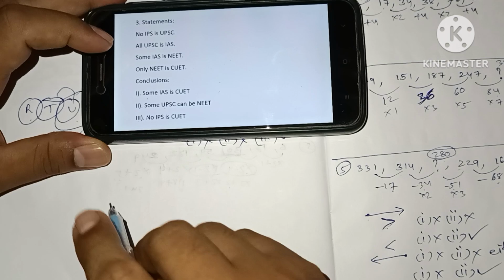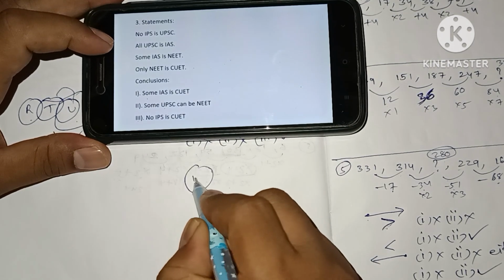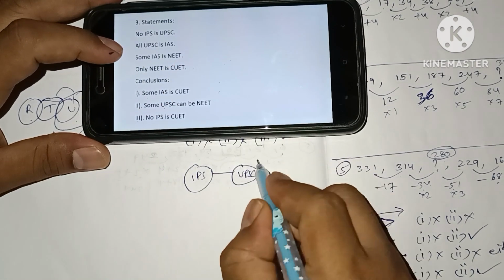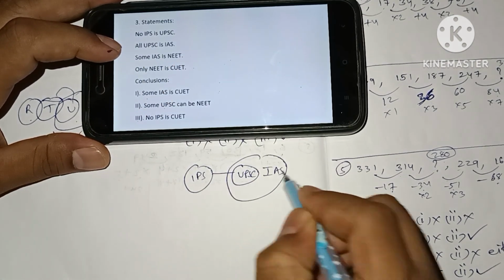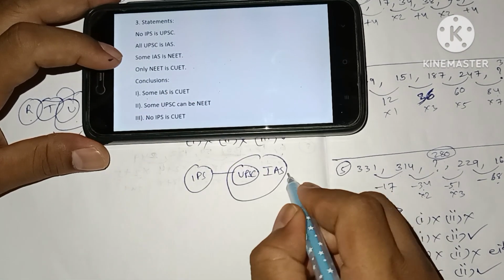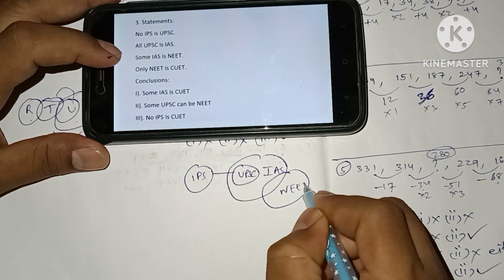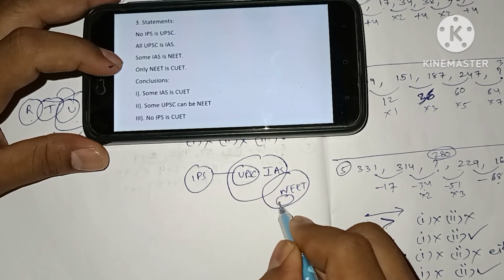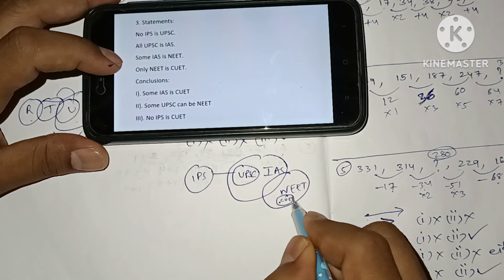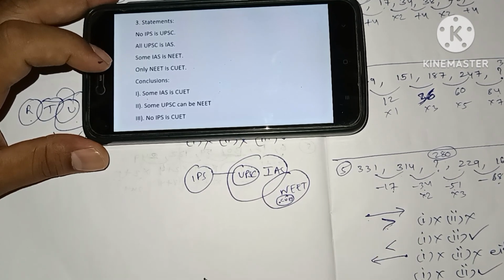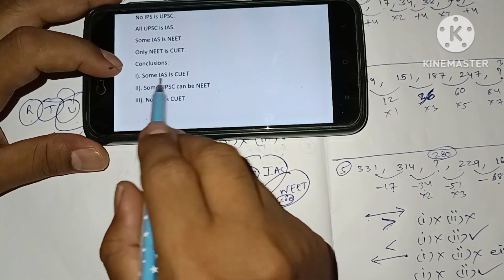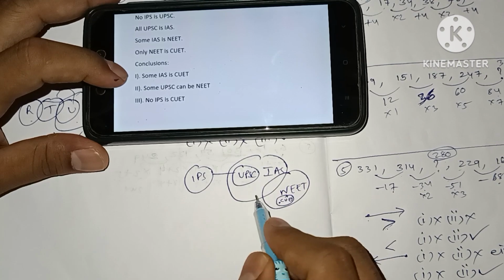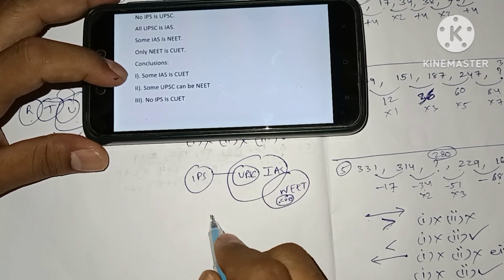Next, third question. No IPS is UPSC. All UPSC is IAS. Some IAS is NEET. Only NEET is cute. So cute is inside NEET and doesn't share with anything except NEET. So let's see conclusions. Some IAS is cute. Some part of IAS is sharing with cute. No. First conclusion will be false.